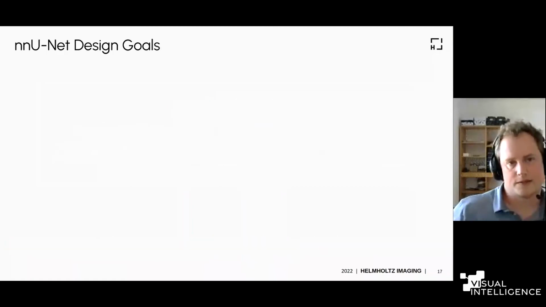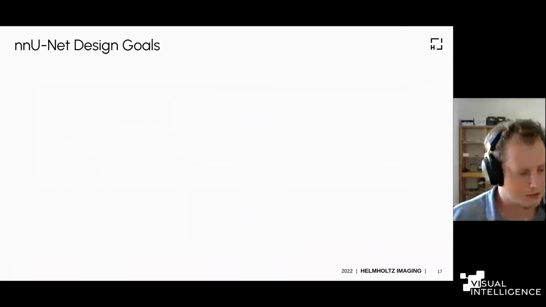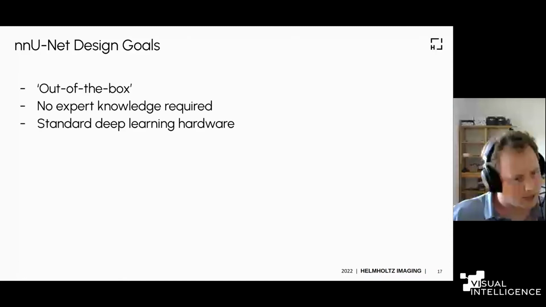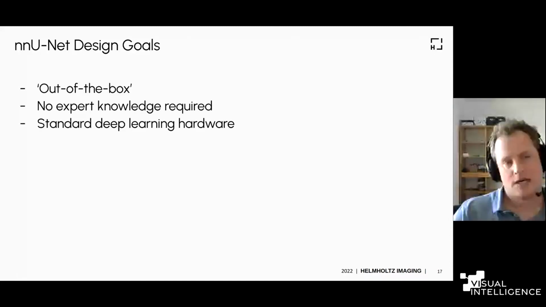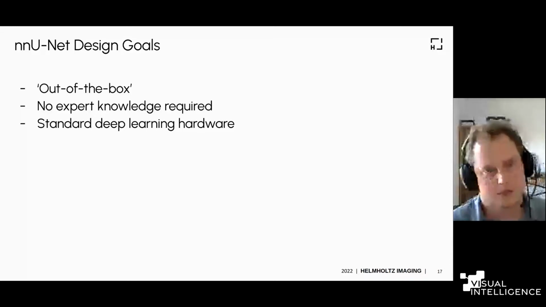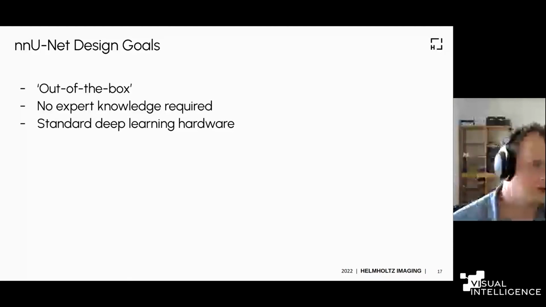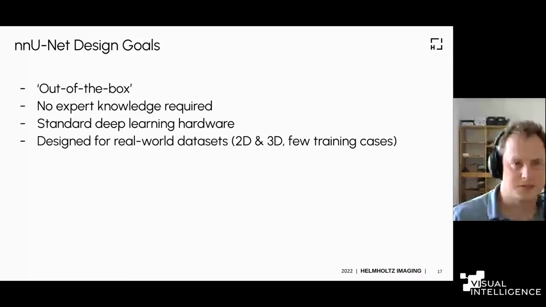So what do we want this kind of thing to be? I mean, you can also, of course, just say, hey, why don't you use AutoML and network architecture search and whatever? But the thing here is that we really want this to be out of the box without requiring any expert knowledge. And the important bit is we want this to run on standard deep learning hardware. So we don't want people who are looking to use this to have a high performance GPU cluster with 500 plus GPUs in it, et cetera, et cetera.